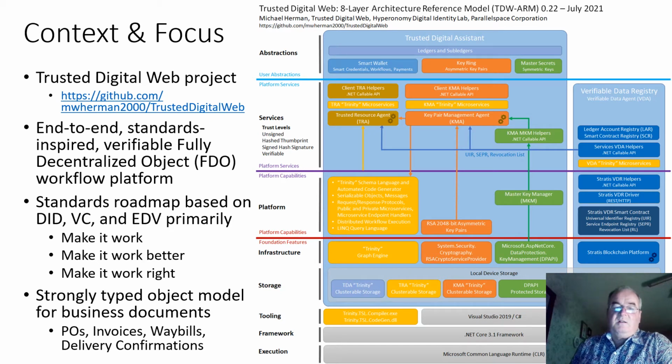So the platform also represents an important application of verifiable credentials, using the verifiable credentials as a strongly typed object model for business documents. And by business documents, I'm talking about purchase orders, invoices, waybills, delivery confirmations. So how do we represent those in that JSON format? How do we explain them easily to developers using this envelope model that I'm going to talk about next?